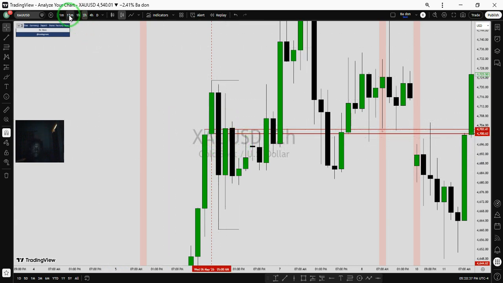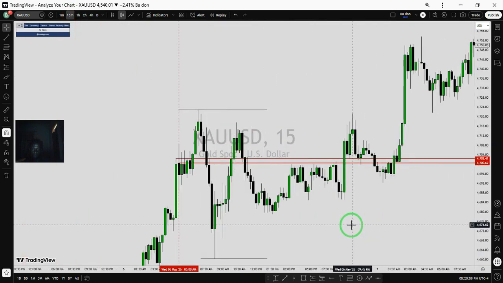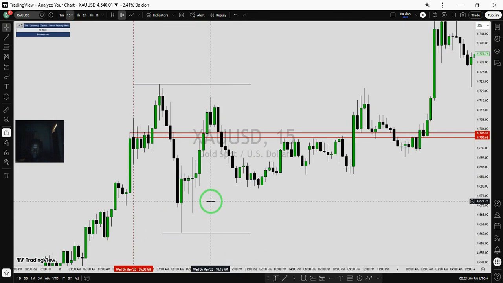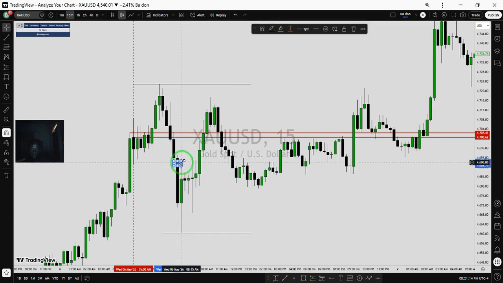So let's go back to the 15 minutes time frame. So this is the high of the change in the state of delivery range, and this is the low of the range, and we can see up to 3 fair value gaps here. We have 1, we have 2, we have 3 right here.